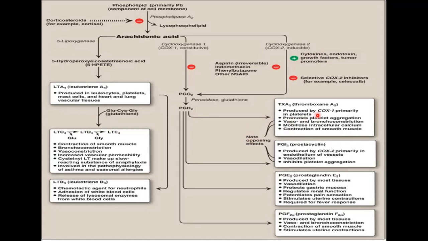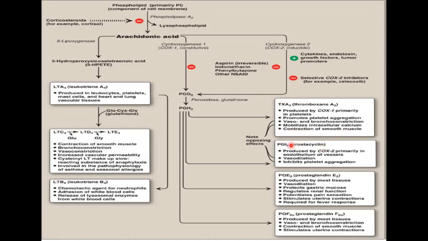So once you form prostaglandin H2, it can now form the various prostaglandins and the thromboxane in various tissues. Now in platelets, thromboxane A2 is produced by COX-1 primarily, and thromboxane A2 will promote platelet aggregation, vasoconstriction, and bronchoconstriction. It will also mobilize intracellular calcium and promote contraction of smooth muscles.